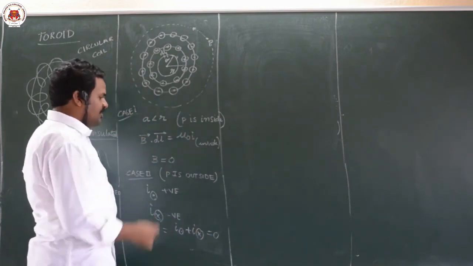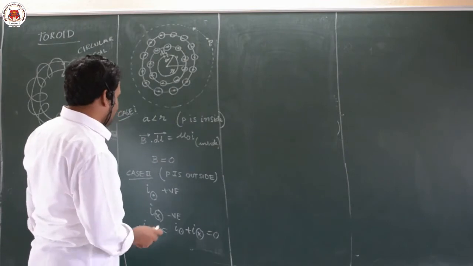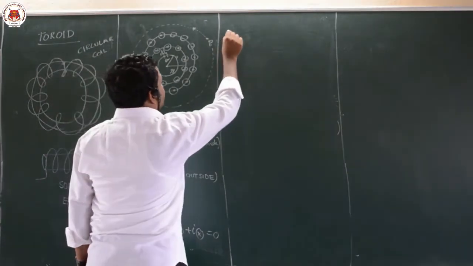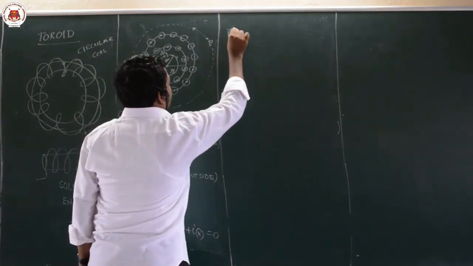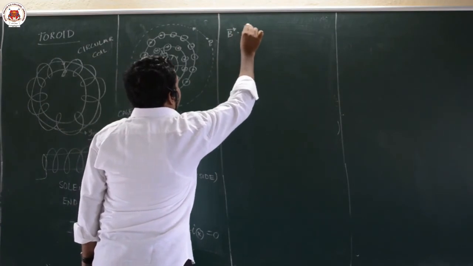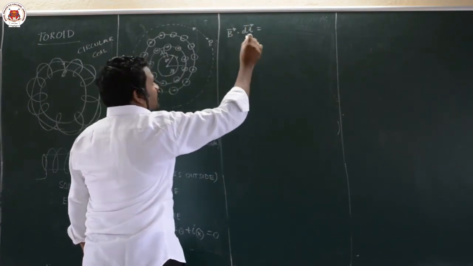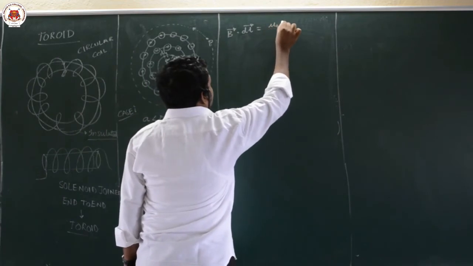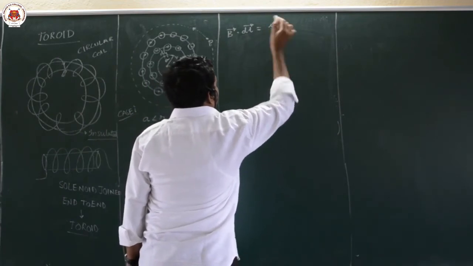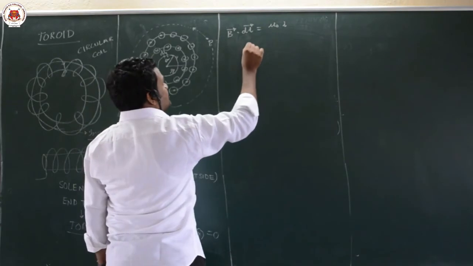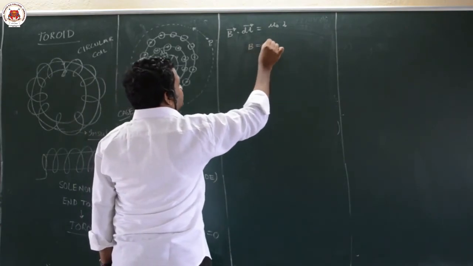Then what is the magnetic field outside the toroid? If you write B bar dot dl is equal to mu naught into current inside, you will get it as 0. So B is equal to 0.